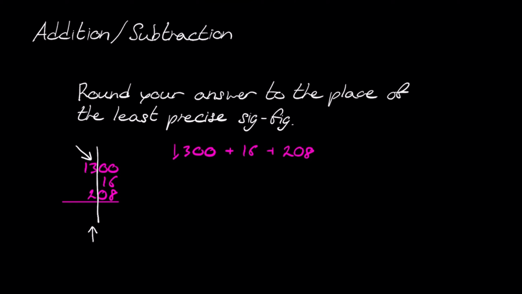Now let's add everything up. 6 plus 8 is 14, 1 plus 1 is 2, 3 plus 2 is 5, and bring down the 1. So the number we have is 1,524. Once we have this number, because the least precise digit place is the hundreds place because of the 3 in 1300, we need to round the 5, which is in the hundreds place, either up or leave it as is. And because the number to the right of it is less than 5, we leave it as is and change the last two numbers to zeros. So the final answer with the correct number of sig-figs is 1,500.